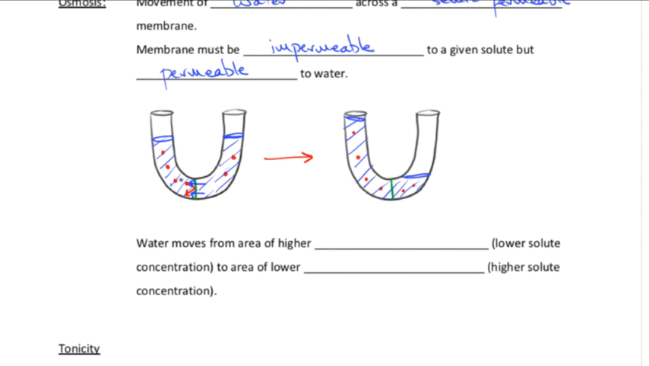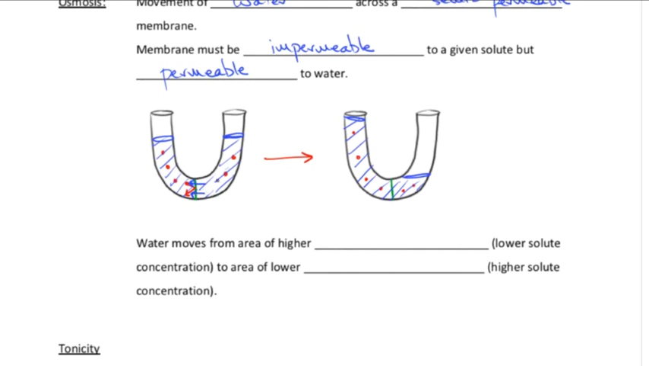So the solute can't move, so the water moves instead in an effort to try and equalize the concentrations. Now, important to note that if the solute could have moved, that's just what would have happened. We wouldn't have seen movement of water. But because the solute couldn't cross the membrane, water moved instead.